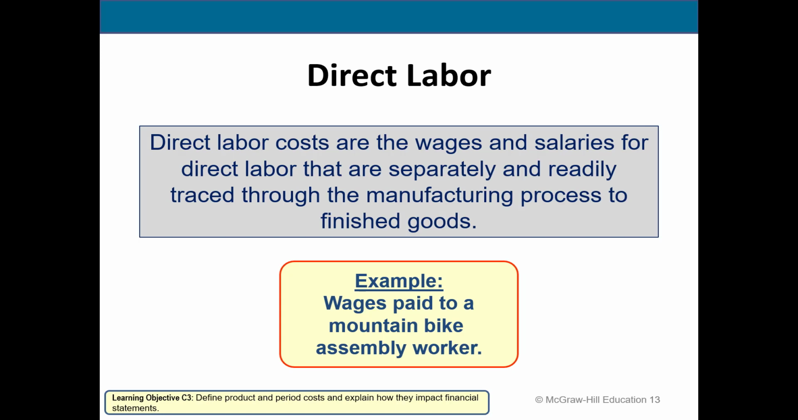Direct labor costs are the wages and benefits for direct labor that are separately traced through the manufacturing process to the finished goods. Examples of direct labor in manufacturing a mountain bike would include the operators directly involved in converting the raw materials into finished products. That would include those working in welding, painting, and forming, and assembly line workers who would attach the materials such as tires, seats, pedals, and brakes.